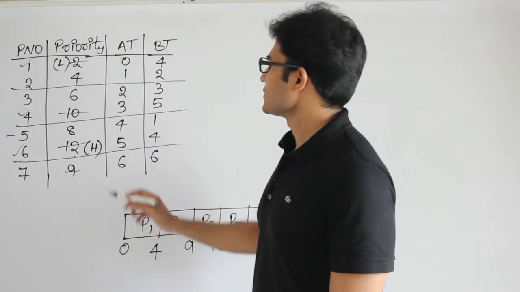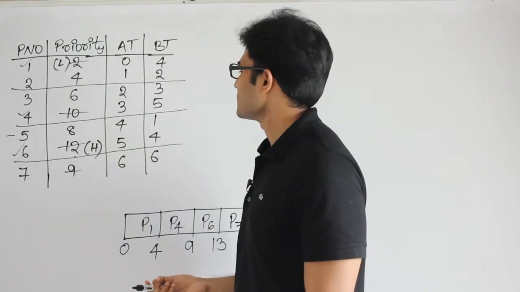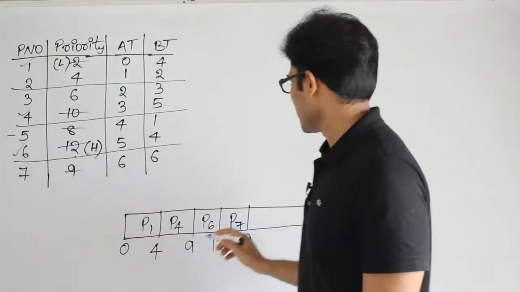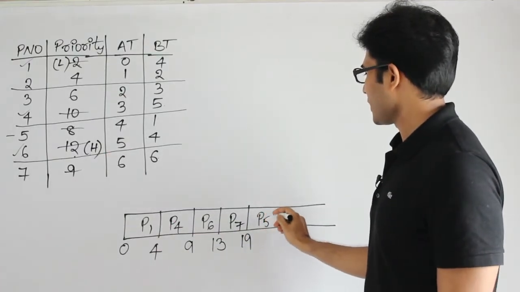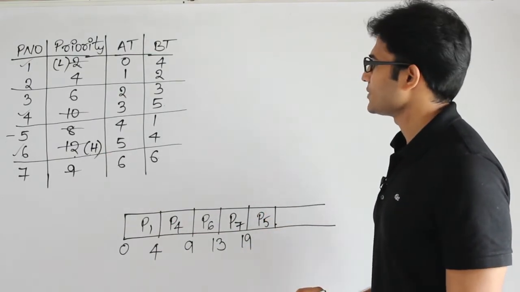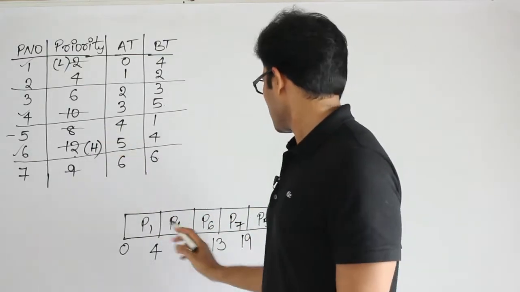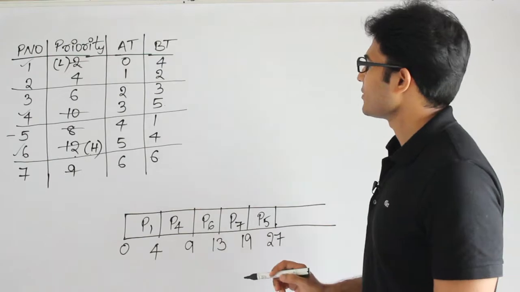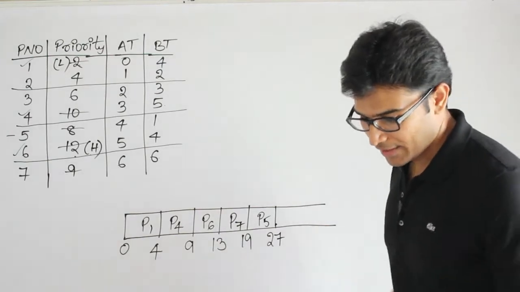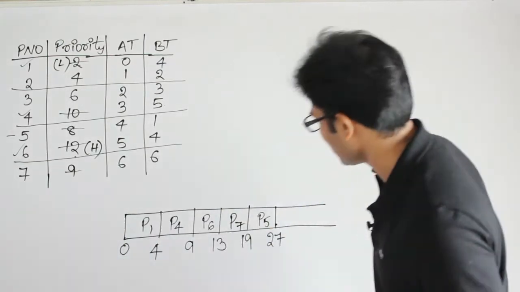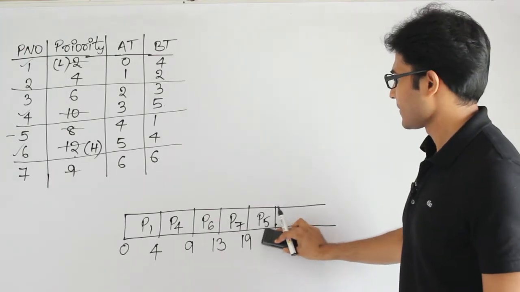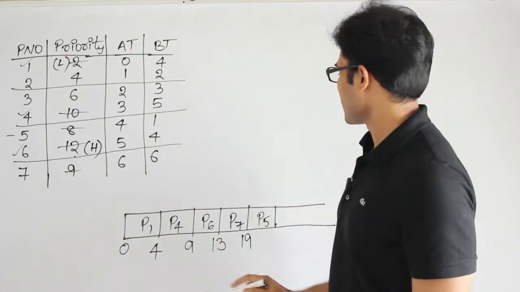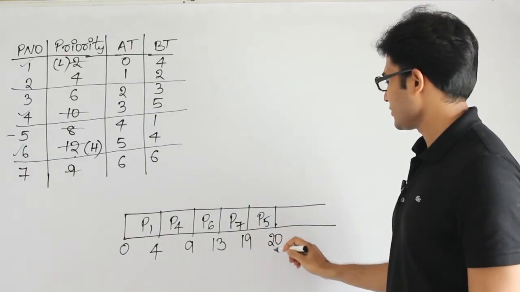And now the next one, among these you can pick the next maximum. So the next maximum is 8, so I can pick 8. Therefore P5 is the process. 19 plus 8 is 27, right? Oh, its burst time is not 9, its burst time for P5 is 1, which means by 20 it is over, right?